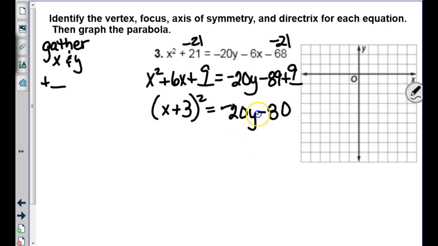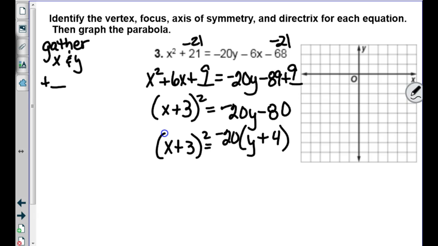What do we need to do to finish making that look more like the form on our sheet? A negative 20? Yep. So we'd have y plus 4. We factored out a negative 20, so that we had a form that was like x minus h quantity squared equals 4p times y minus k.